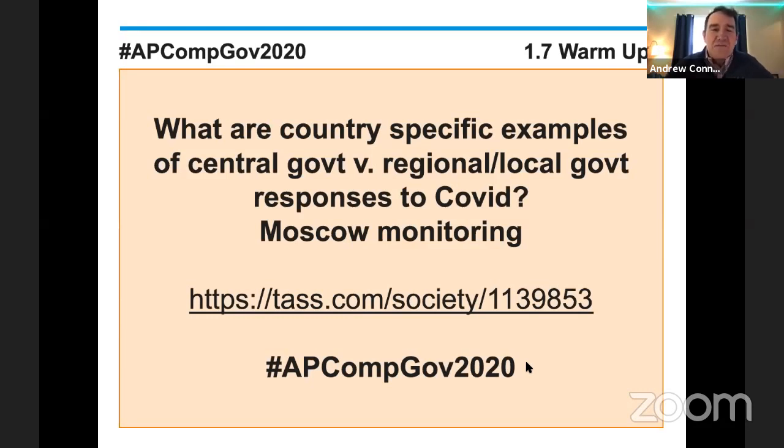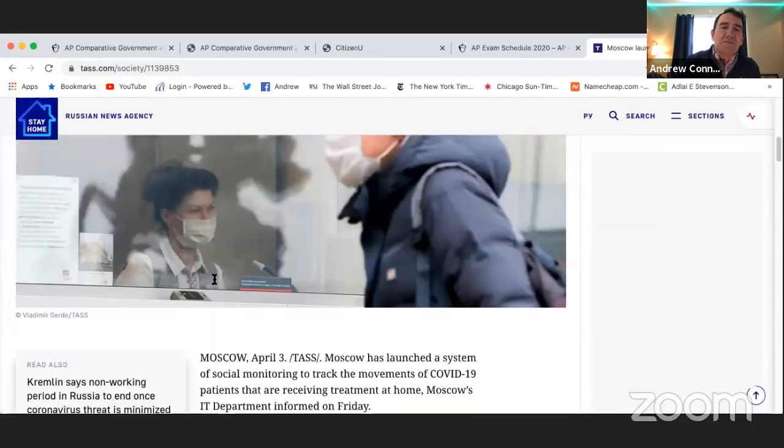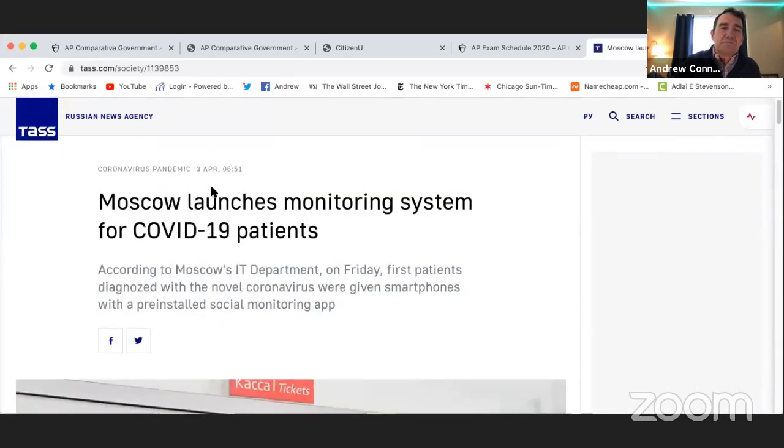One of the interesting news stories I found over the weekend actually comes from, I'm going to switch my sources here, the TASS news service from Moscow. Let's see if we can bring that up here. This is news from Moscow from last Friday.